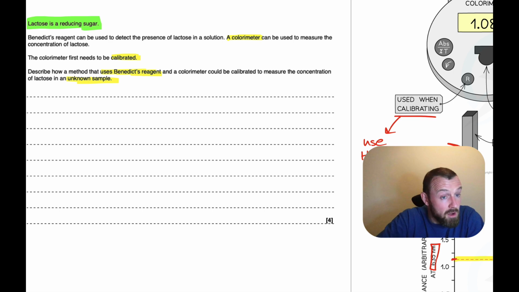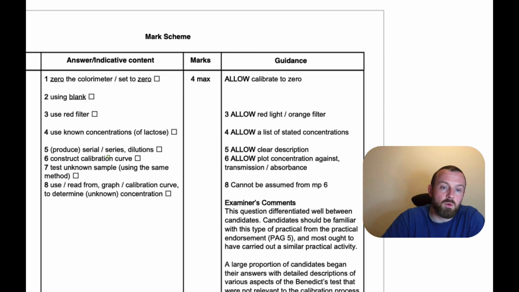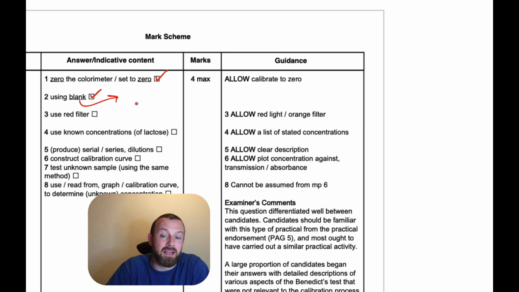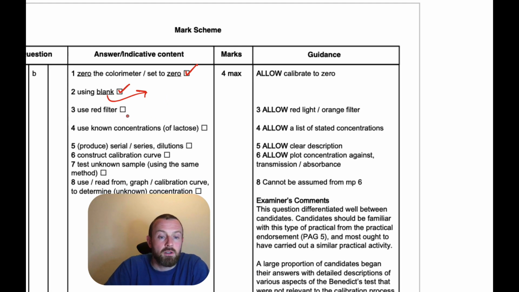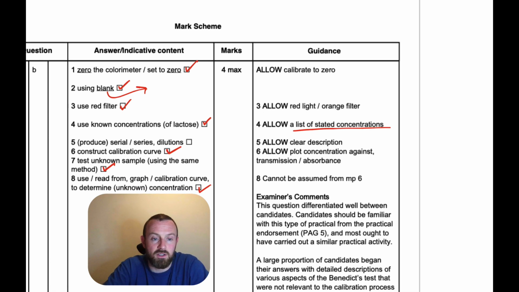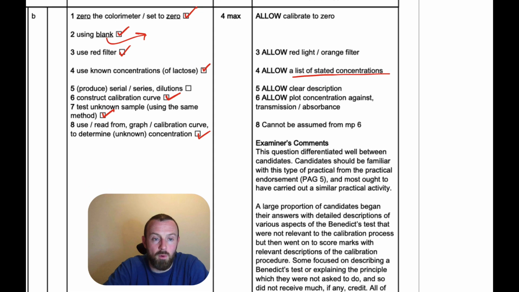Okay, let's look at the mark scheme. We've got the colorimeter set to 0 using blank. And I think for this, I would say in our syllabus, you'd say a blank cuvette using distilled water, a red filter, use known concentrations of lactose, or list of stated concentrations. You could talk about producing serial dilutions, potentially would have been worthy of a mark. Constructing the calibration curve is worthy of a mark. Test the unknown sample and use it, read from the graph to work out the concentration. Okay, so there's lots of things you could have said there to get the 4 marks.